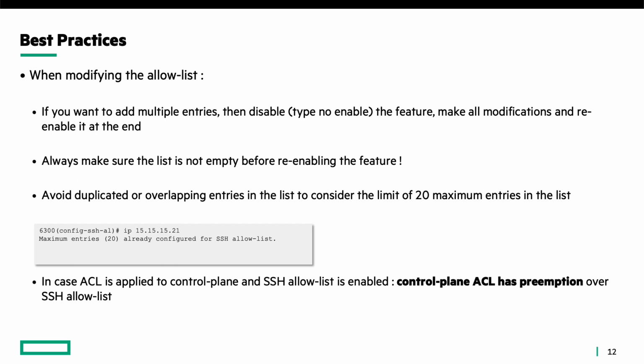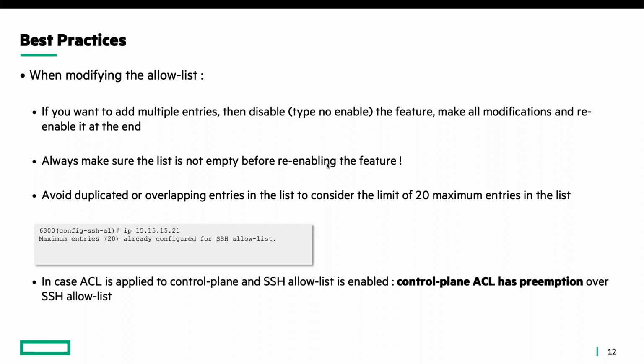When you modify it, so the SSH server list has been enabled, and you need to either delete some entries or add some entries, it is more recommended to disable the feature. So type no enable, then make your modification, and at the end enable it again. Why? Because otherwise, if you keep it enabled, each time you do one modification, it will reset your SSH connection. So it's not very comfortable. It's better to disable and then re-enable it, more efficient.